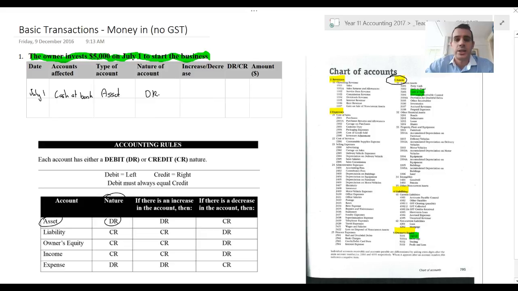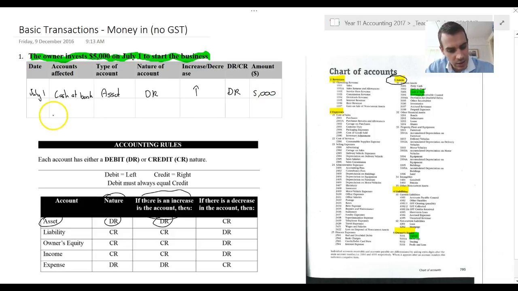Is it increasing or decreasing? So $5,000 has gone into the account, so it's increasing. When an account increases, then it stays the same. So it's going to stay as a debit, DR, and the amount is $5,000.